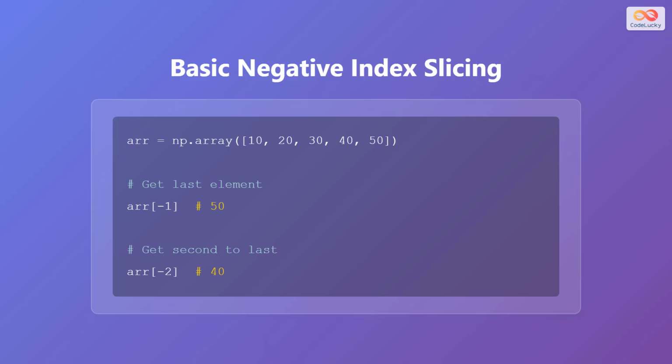Now let's use negative indices to access individual elements. To get the last element of an array, use index -1. For our array, r[-1] returns 50. To get the second to last element, use index -2. This returns 40. This approach is particularly useful when you don't know the array's length in advance, as -1 will always give you the last element regardless of how long the array is.